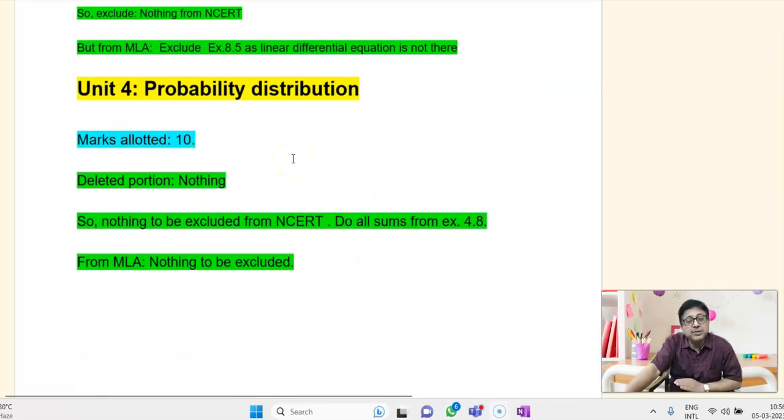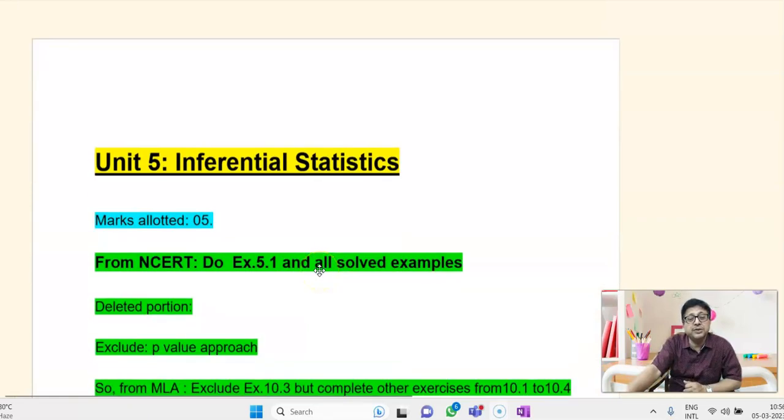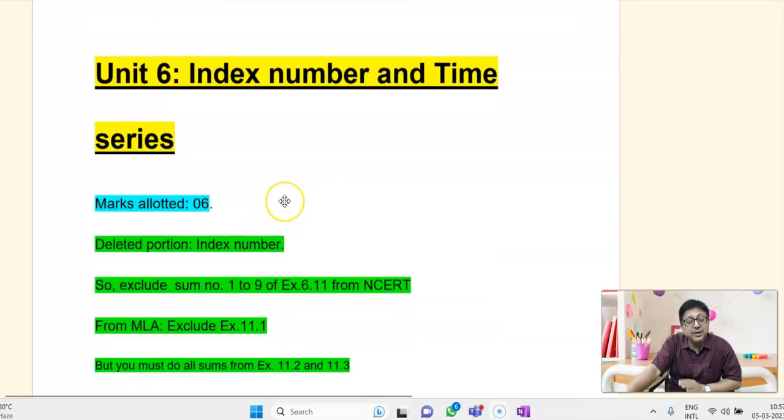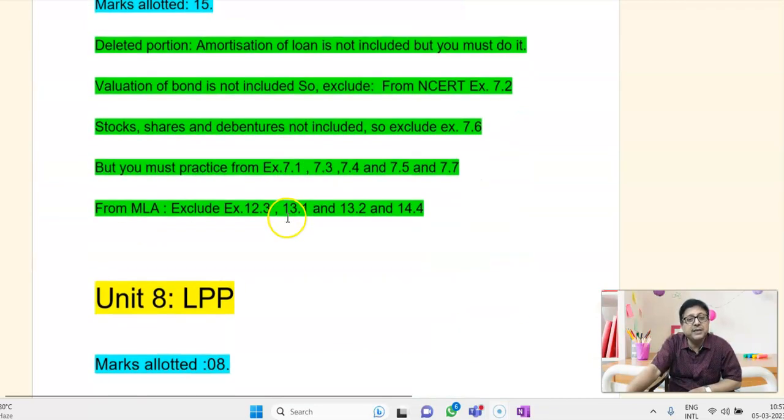Probability distribution, you select good sums from there. If not possible to select good sums, some good solved example questions are given in the R.D. Sharma book, you must practice without seeing the solution. The similar case is true for inferential statistics. Index number is not there, only from time series you are doing financial mathematics and LPP. In LPP, some excellent sums are given over there.